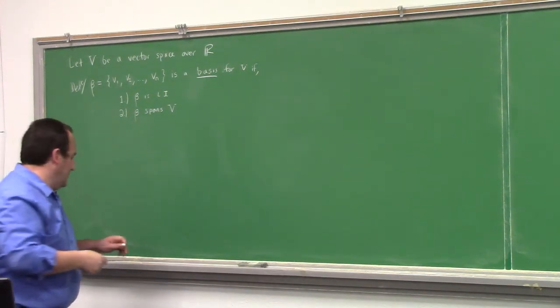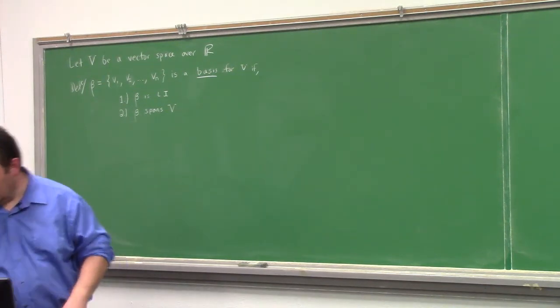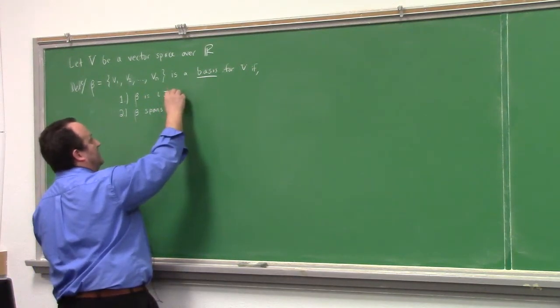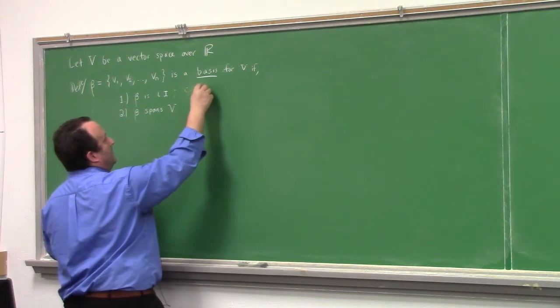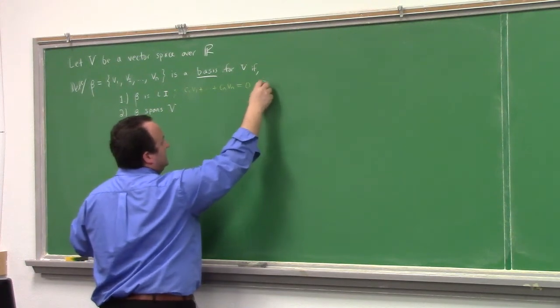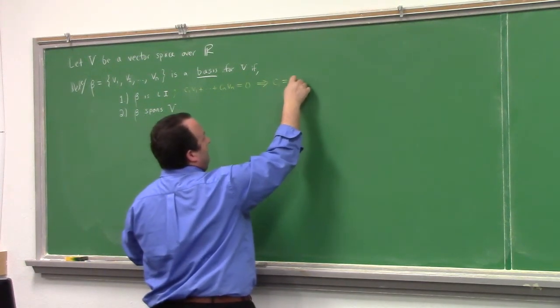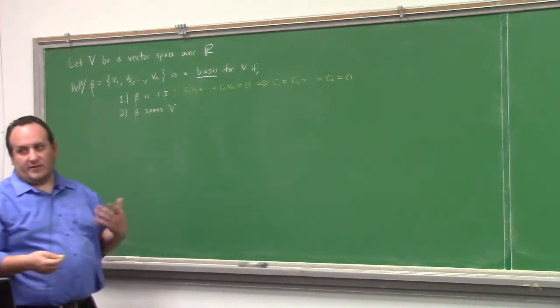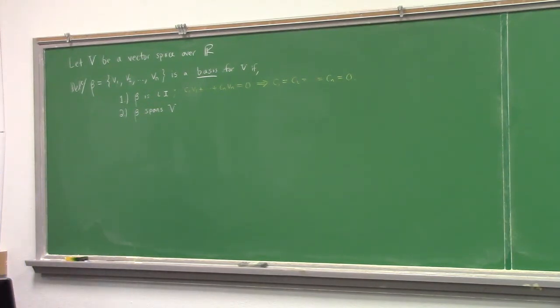Now, linear independence, what's that mean? That simply means that C1 V1 plus ... plus Cn Vn equals 0 implies that all the constants are 0, right? So if you have a trivial linear combination, it must be the trivial combination. This is a simple way to express the idea that none of the vectors in the basis can be written as a linear combination of any of the other ones, right? They're linearly independent.